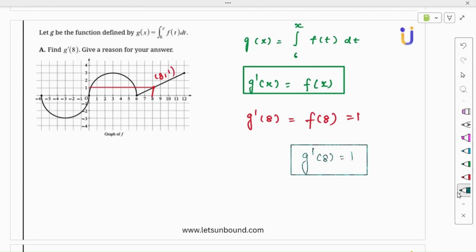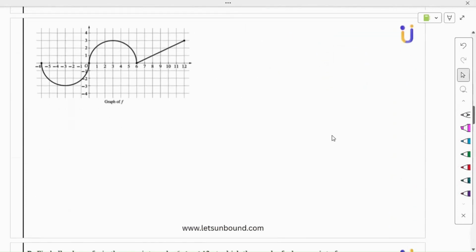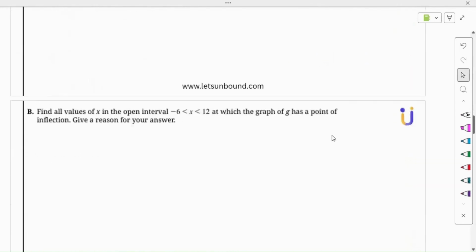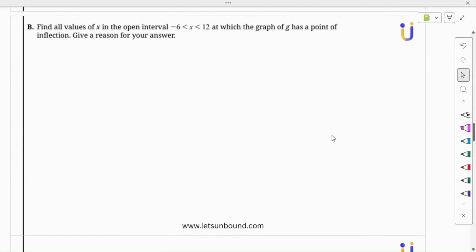Now we are moving to part B. Find all the values of x in the open interval -6 to 12 at which the graph of g has a point of inflection. We are not aware of how the graph of g looks. But in this question, we have to find where g has a point of inflection and give a reason for your answer.